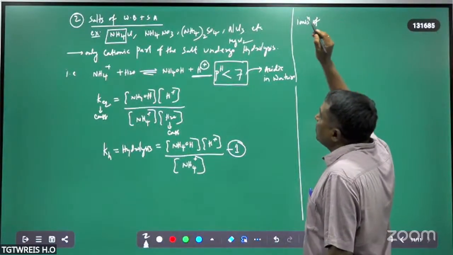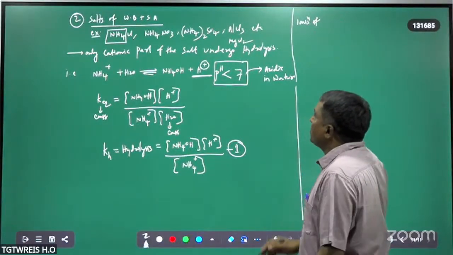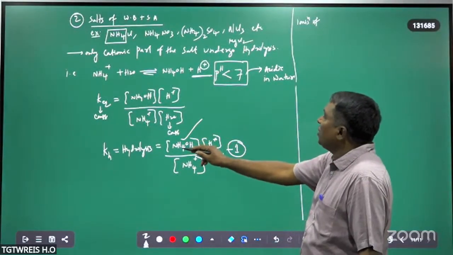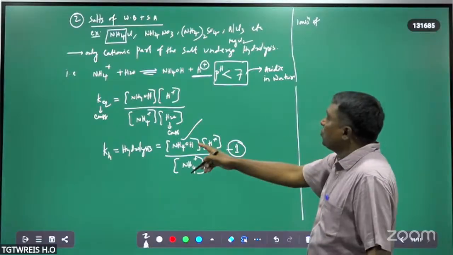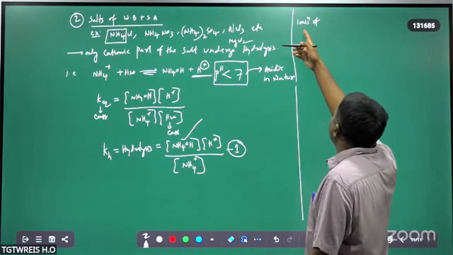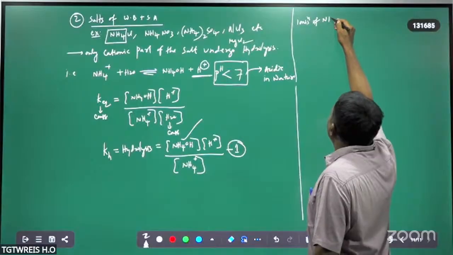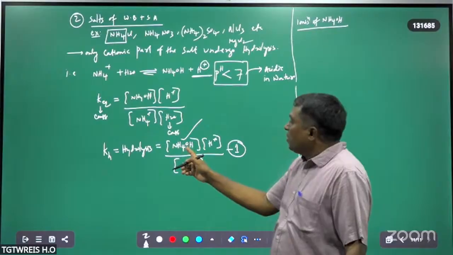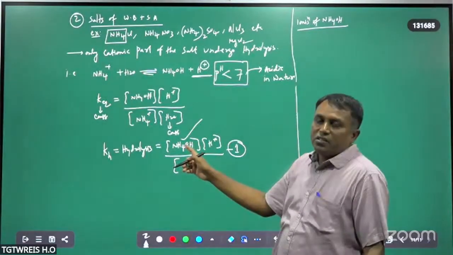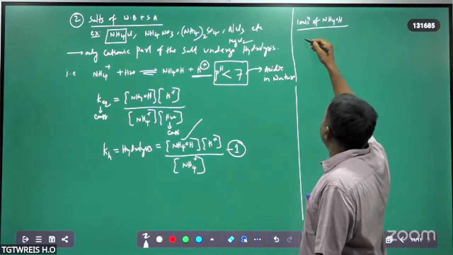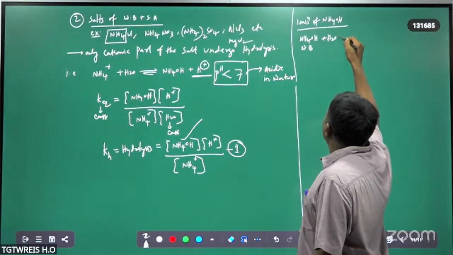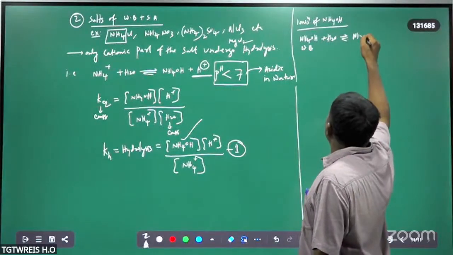Ionization of this weak base, that is NH4OH. Therefore, we want to calculate the square bracket NH4OH. So in order to calculate the NH4OH, first you have to take what? Ionization of NH4OH. What is NH4OH? It is a weak base. So NH4OH when dissolved in water, you will get NH4 plus.